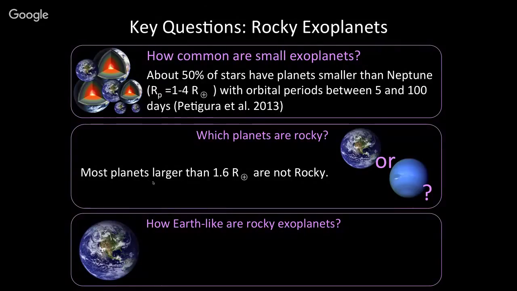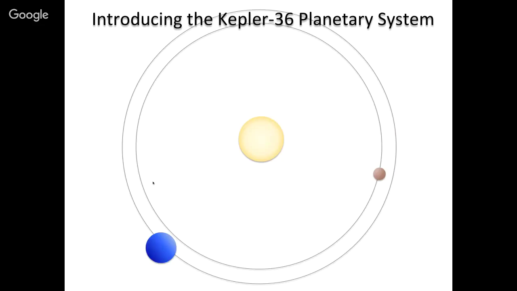Okay, so now, how Earth-like are these rocky exoplanets? Well, this is entirely an open question, and it's an active area of research. I will just partially address it today in my talk. And to give you a partial answer, I'll present a couple of case studies. So the first rocky exoplanet that I would like to present to you is Kepler-36b.